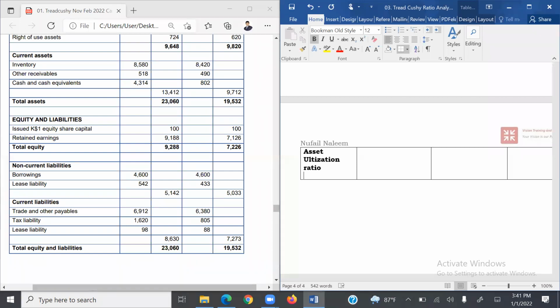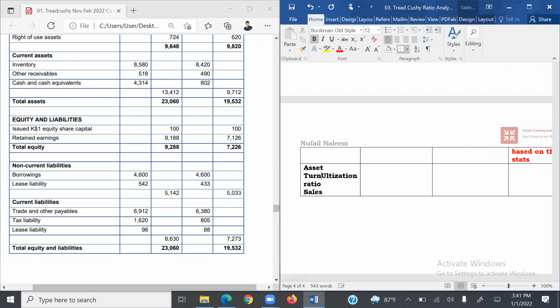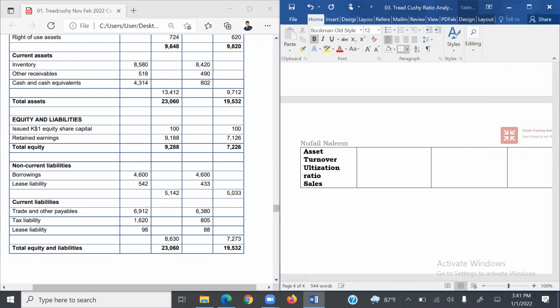You know the business very well. So students, asset utilization ratio. Now, if you do not mind, what is the ratio is sales. Another term is asset turnover, we also say asset turnover. Turnover means sales. Asset turnover ratio is sales divided by capital employed.